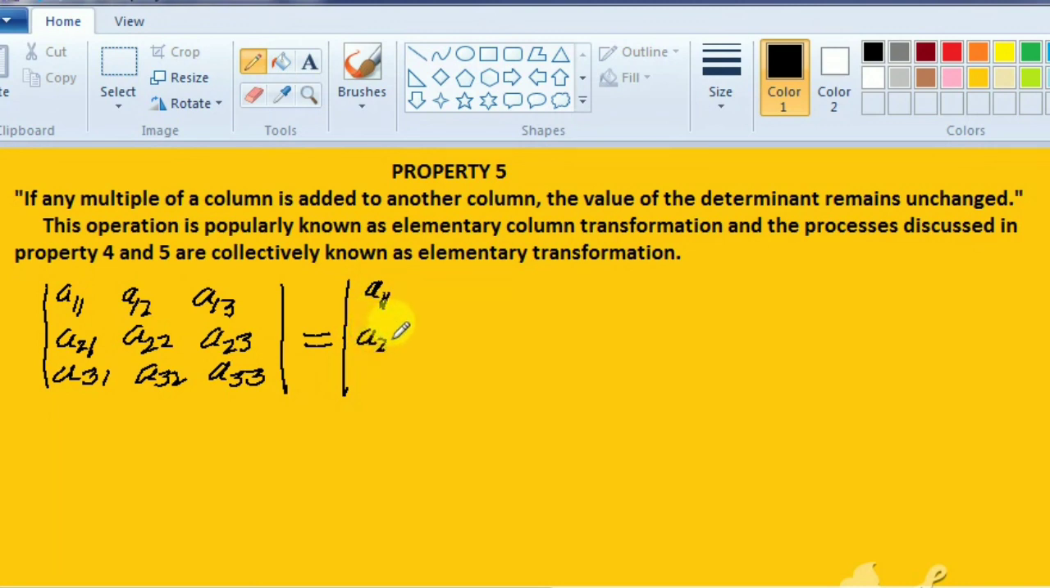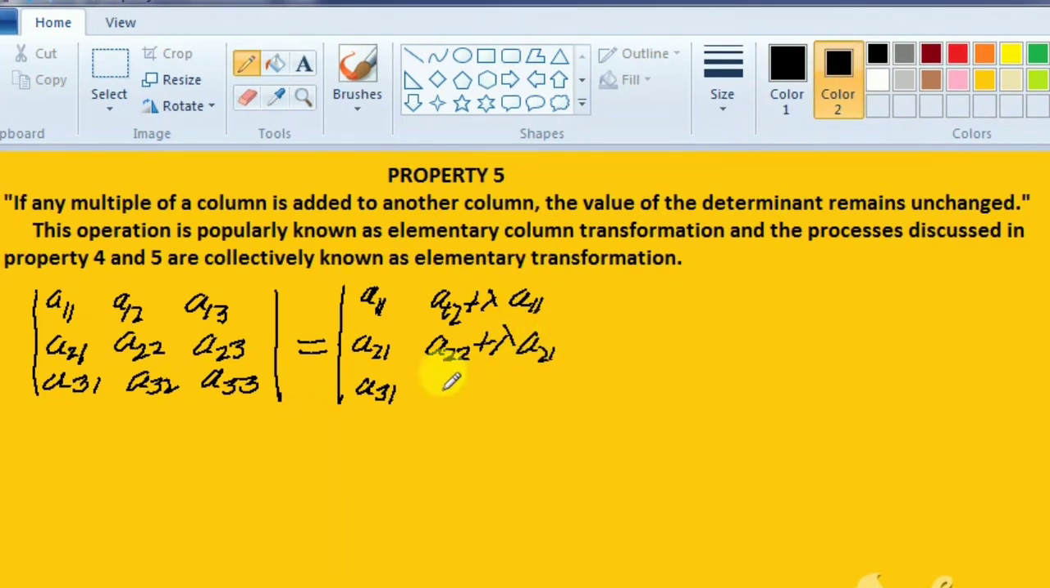So now we are taking the first column as it is, and we are adding lambda times of column 1 in column 2. So we get A12 plus lambda times A11, A22 plus lambda times A21, A32 plus lambda times A31.